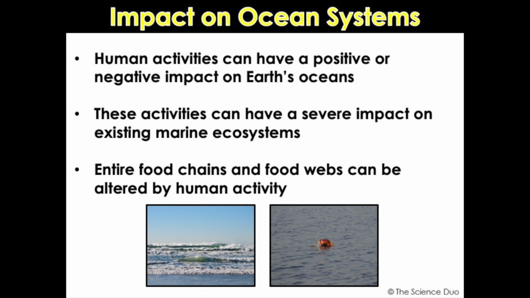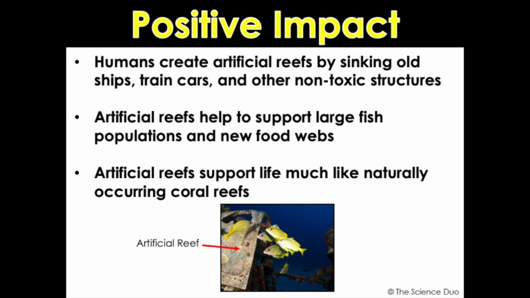Human activities, however, can have a positive or negative impact on Earth's oceans. These activities can have a severe impact on existing marine ecosystems. Entire food chains and food webs can be altered by human activity. One positive impact of humans on the ocean is that humans create artificial reefs by sinking old ships, train cars, and other non toxic structures. These reefs help to support large fish populations and to create new food webs. Artificial reefs support life much like naturally occurring coral reefs.